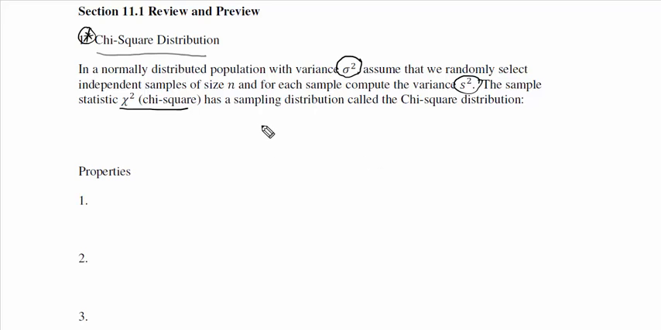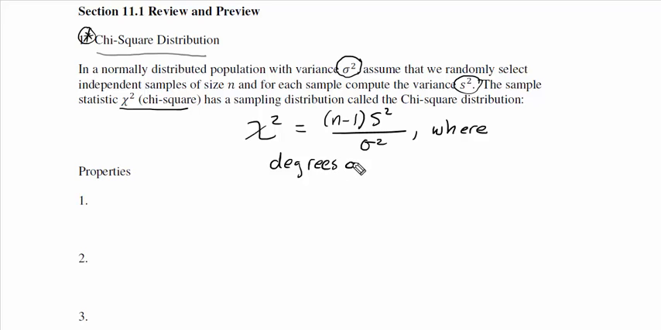You have seen this formula in a previous section, but I'm going to reiterate it here. Chi-squared is equal to n minus 1 times s squared over sigma squared, where the degrees of freedom, or just df for short, are equal to n minus 1. So the same degrees of freedom as the t distribution. Here are three properties of this chi-squared distribution.